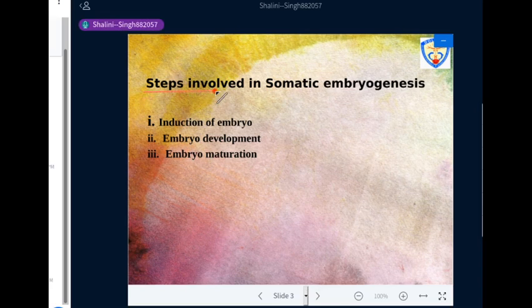The steps involved in somatic embryogenesis are three. First is induction of the embryo, second is embryo development, and third is embryo maturation.